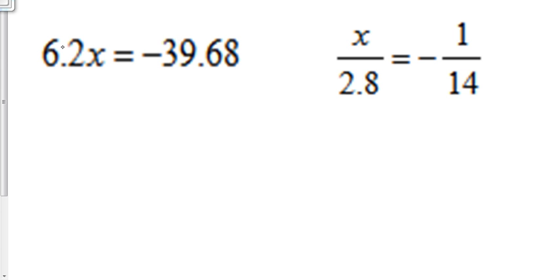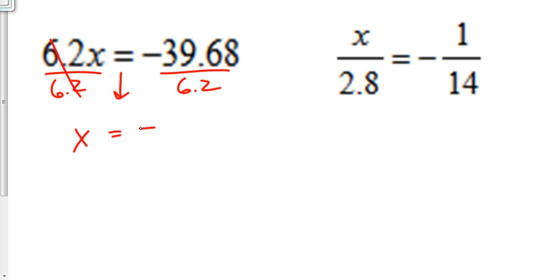Okay, 6.2 is the coefficient. We need to divide by the coefficient, so we divide by 6.2 on both sides. That will allow us to cancel our 6.2, and we have x. We bring our equals down. And this is a negative divided by a positive, so that's going to leave us with a negative.